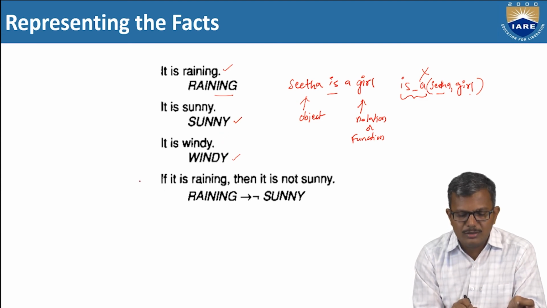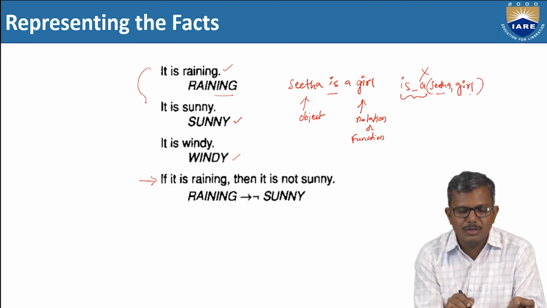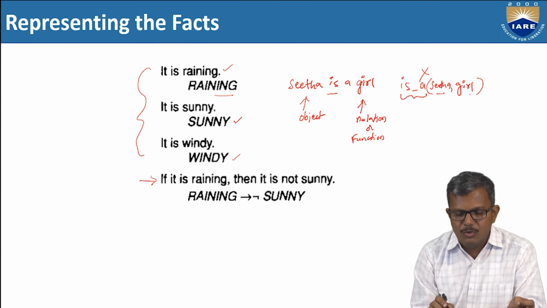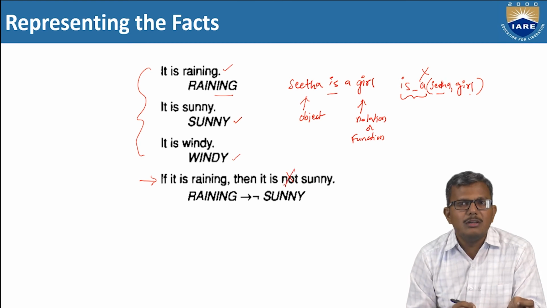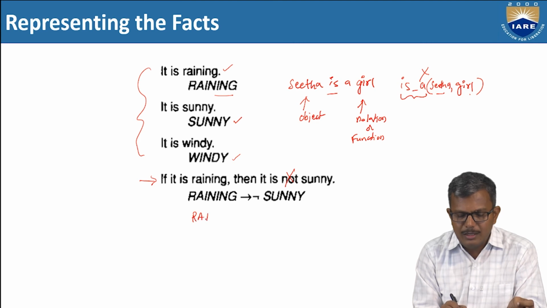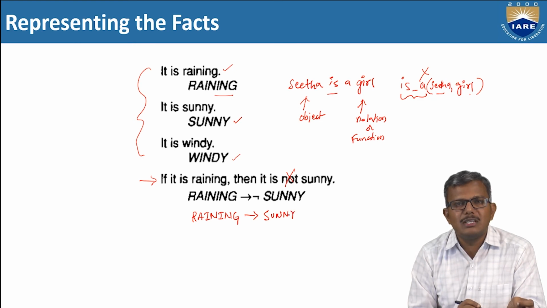Now you try to see this one. I have generated new knowledge from the existing knowledge, from these three existing facts. So what I am telling is, if it is raining, then it is not sunny. What happens if I remove this word? How will it be? It will be like this: raining. What does this raining imply? Raining implies to what? Sunny. So simply I can mention sunny. This is a simple way of representing the fact here.